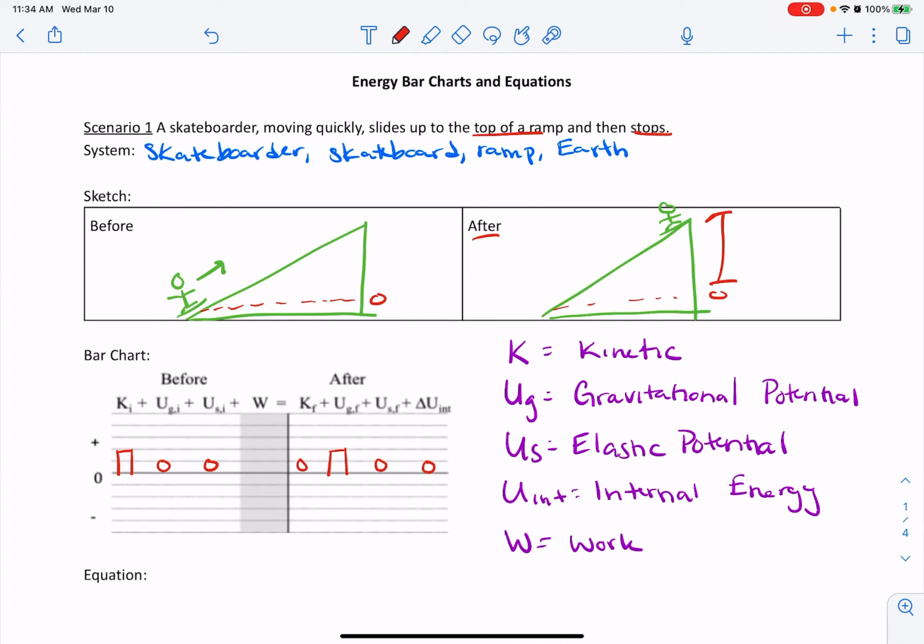Now I want to take a second and think about work. Is there any object that is pushing our skater outside of the system? So we just have the skateboarder, the skateboard, and the ramp. So there's no other force exerted here, and so there's not going to be any work. And that makes sense because we don't really have a change in energy here. We have a transformation from kinetic to gravitational, but no energy is lost or gained. So it makes sense that we have no work.